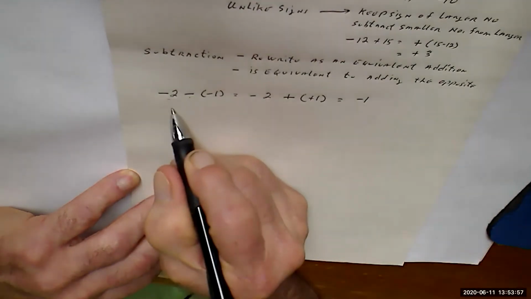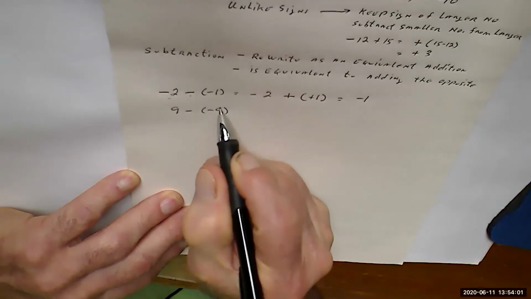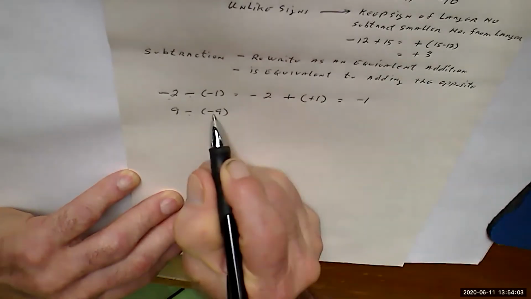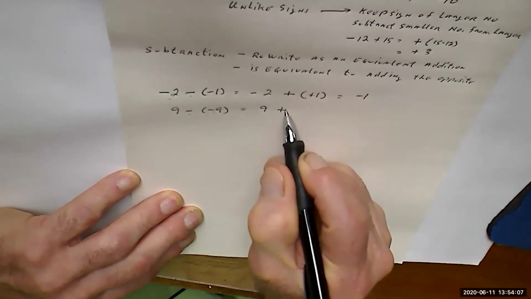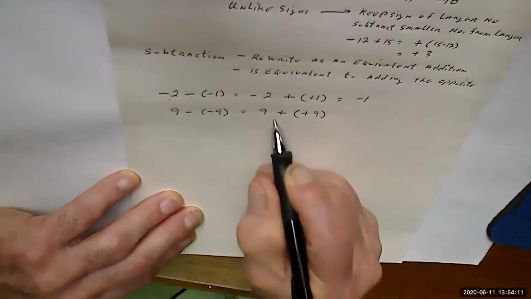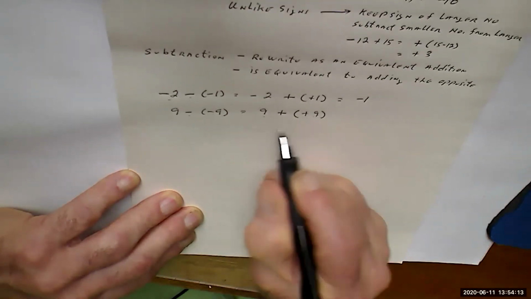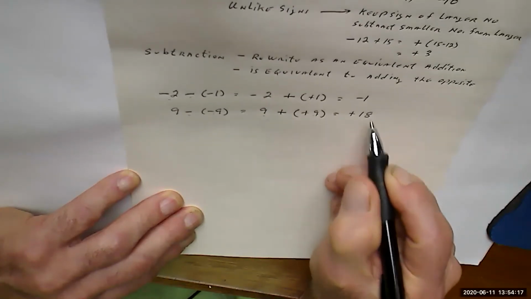Another example, 9 minus a -9. Again, we notice a subtraction of a negative number. So it's 9 add, the opposite of the -9 is +9. Now we're adding two numbers of the same sign, so we get an even larger one, that would be +18.